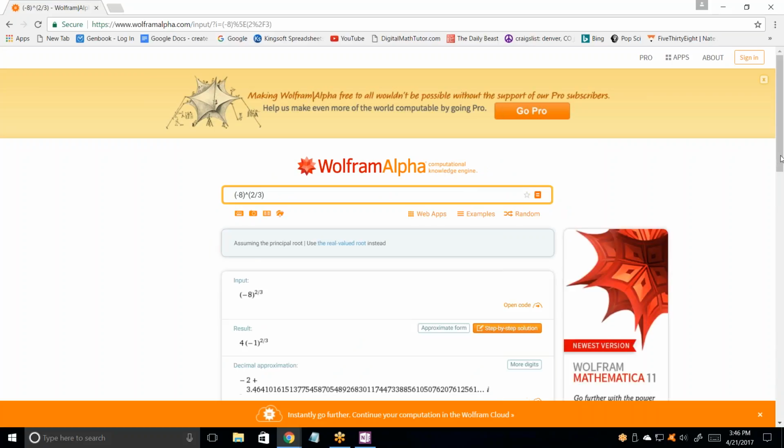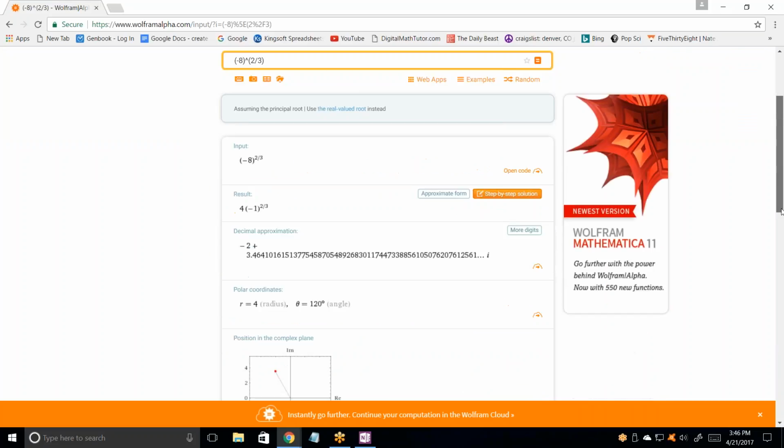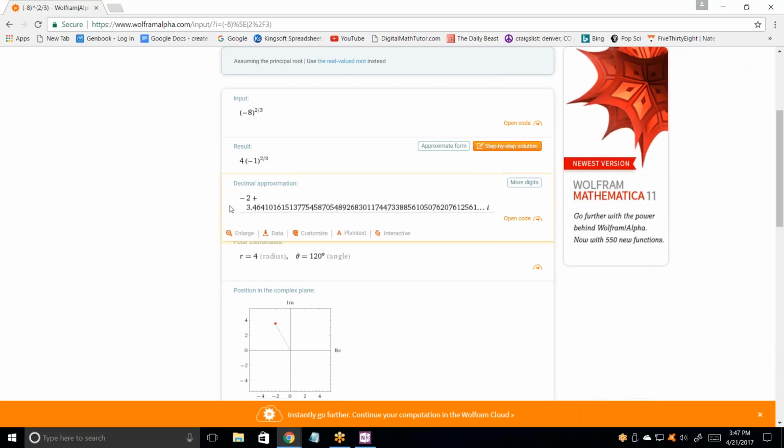Notice, 4 to the negative. Now look at the decimal approximation it gives you. -2 plus 3.4i. Why is it like that? Nowhere does it give you an answer of 4. And it's like that. It's not accidental. It's correct.